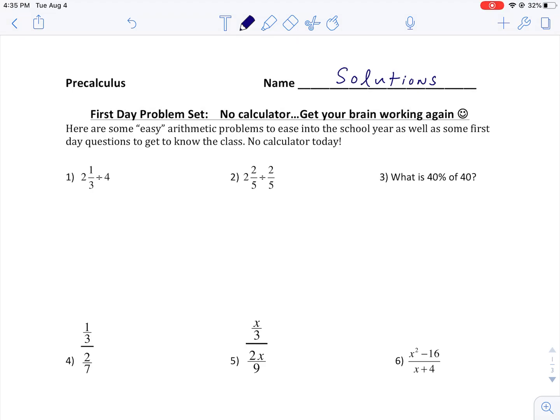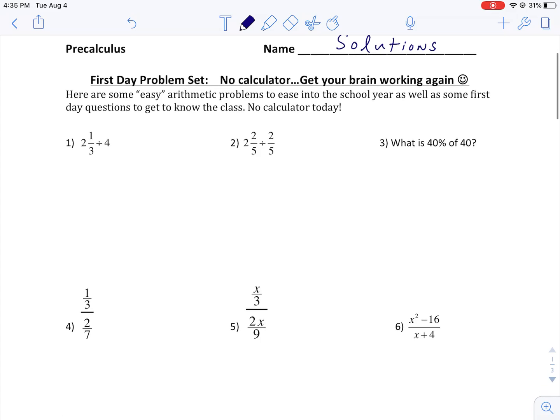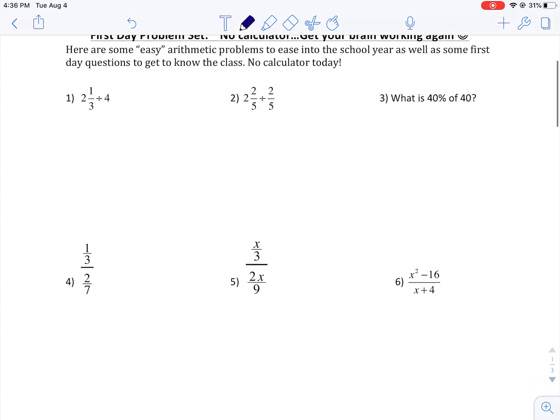All right, let's work through some of these first day problem sets. I'm going to go through these pretty quickly because these should be easy problems, although I didn't want you to use a calculator, so we've got to remember how to do some mental math here.